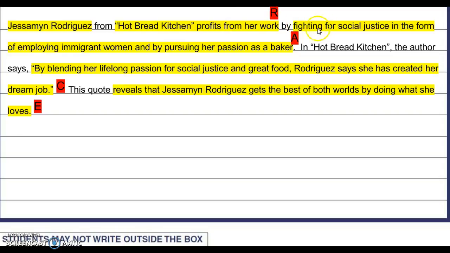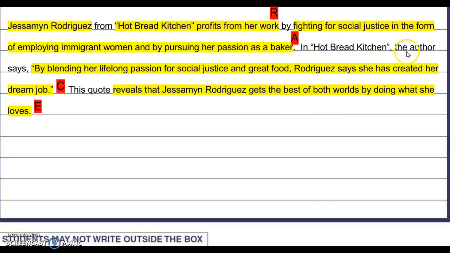So here's the answer. Fighting for social justice in the form of employing immigrant women and by pursuing her passion as a baker. Okay, so far I have restated the question right here, and I have answered the question right here. Okay, I've just earned myself a 1 already, which is way better than a 0 because I have answered the question correctly. But how do I bump my score up to give me even more points?